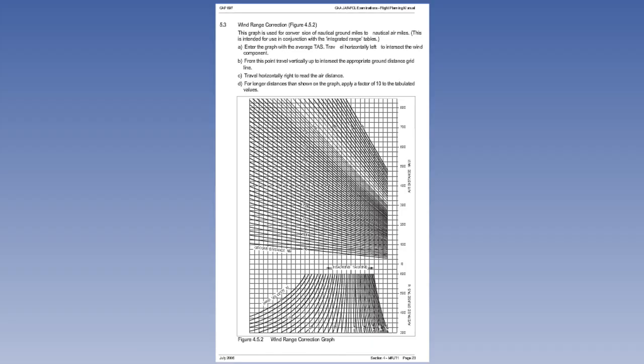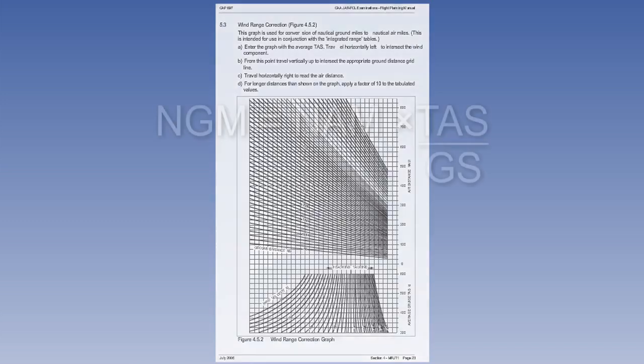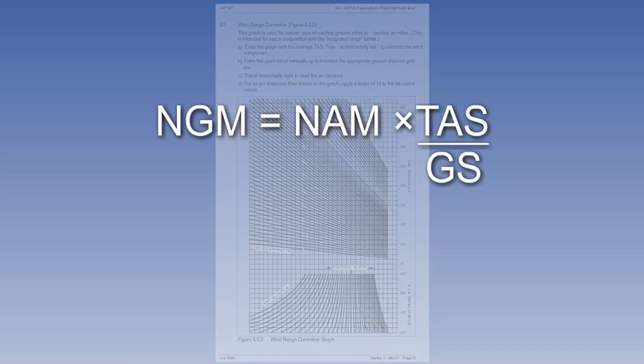It is very often necessary to convert nautical ground miles to nautical air miles. Instructions for doing this calculation using the wind range correction graph are given at the top of the page. However, for examination purposes, it is quicker and more accurate to use the formula and an electronic calculator. Now turn to page 24.